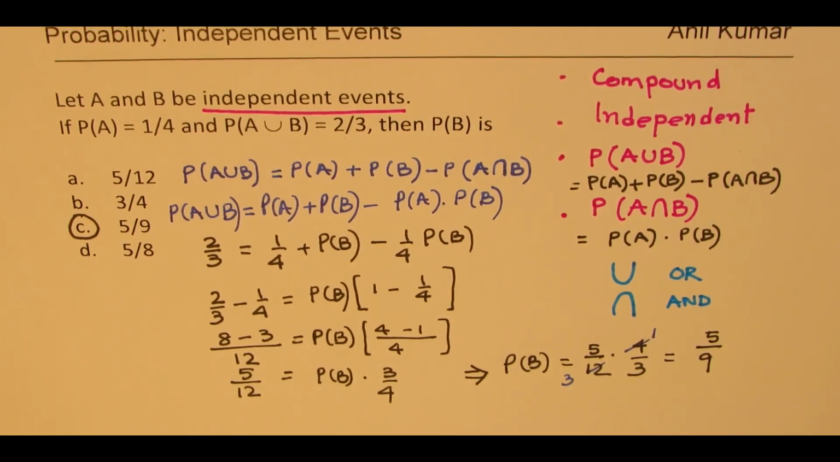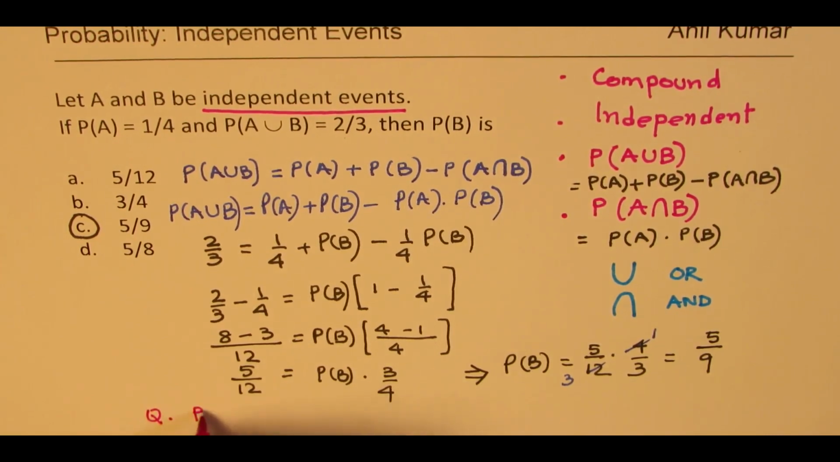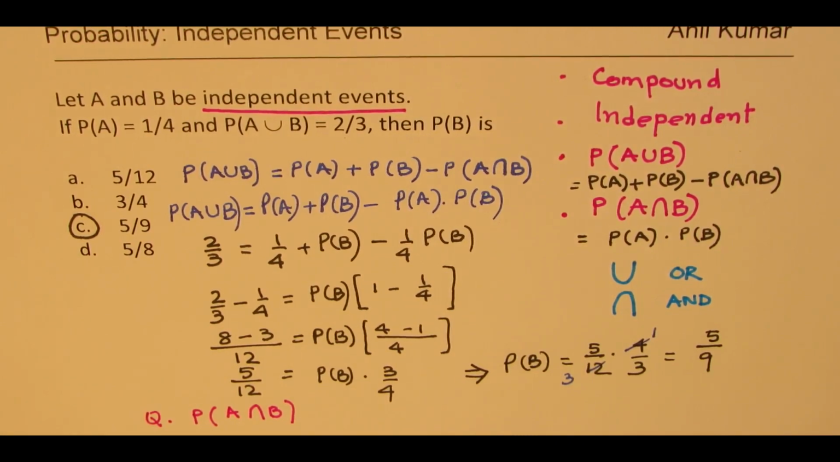So I hope that helps. Now you could actually extend this question and you can find what is the probability of A intersection B, correct? You could do that. Perfect. Since you already know the probability of A and B, that would be a good exercise.